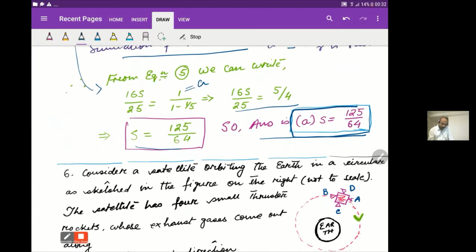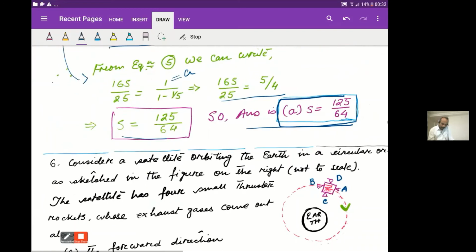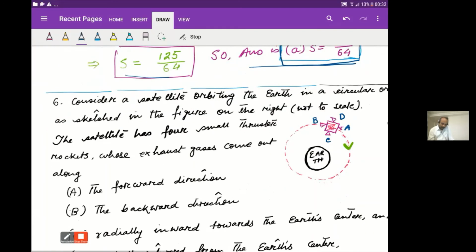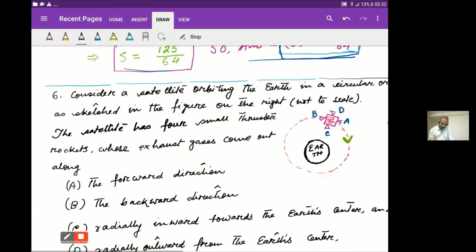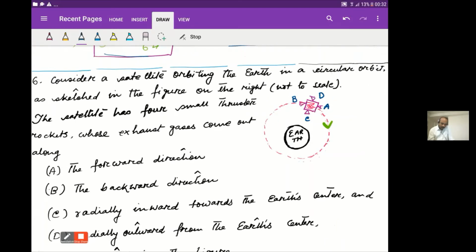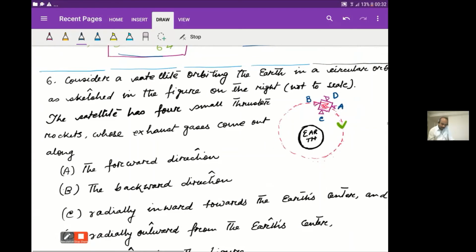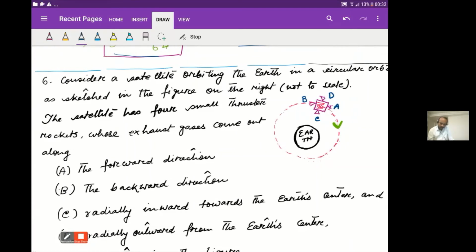Next problem. Consider problem number 6. Consider a satellite orbiting the Earth in a circular orbit, as sketched in the figure on the right, not to scale. So this is the figure.